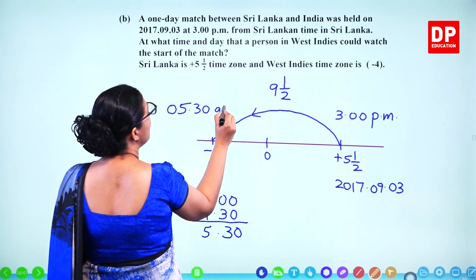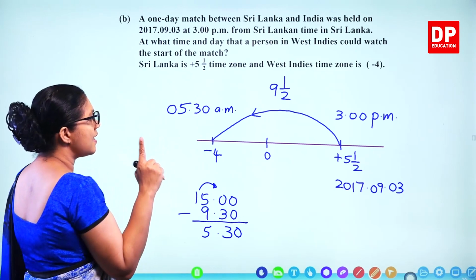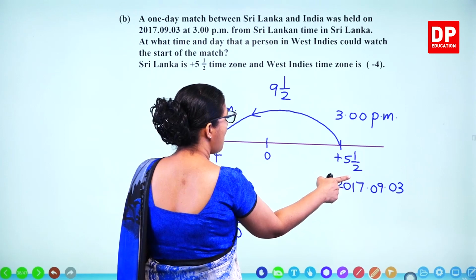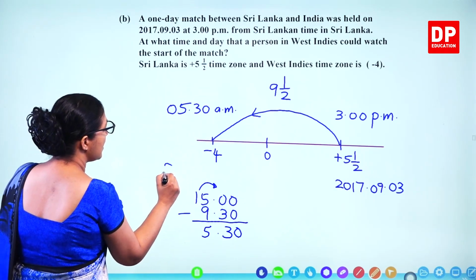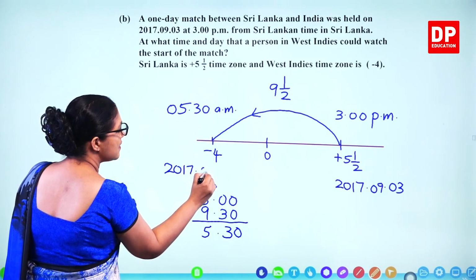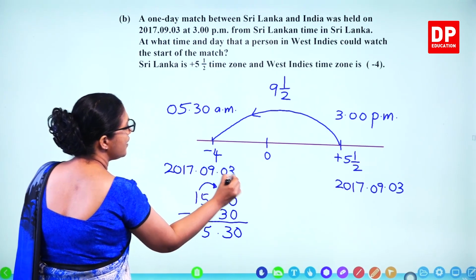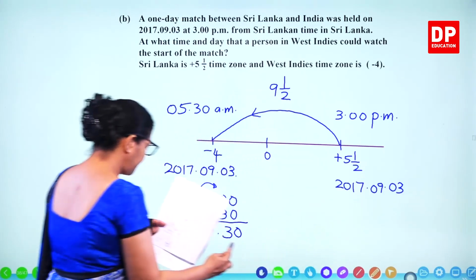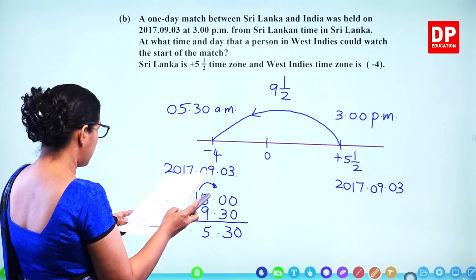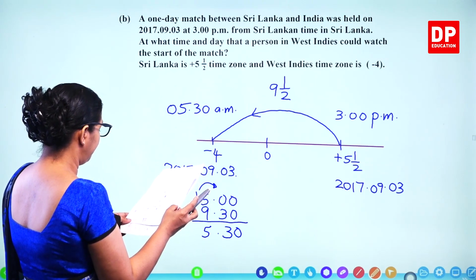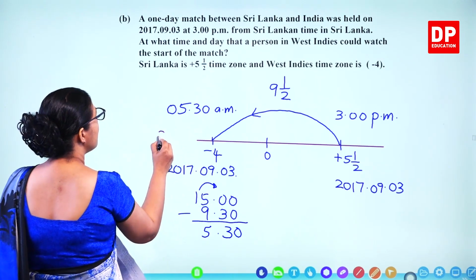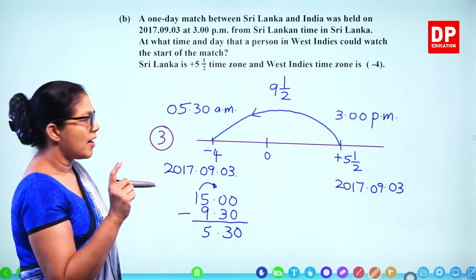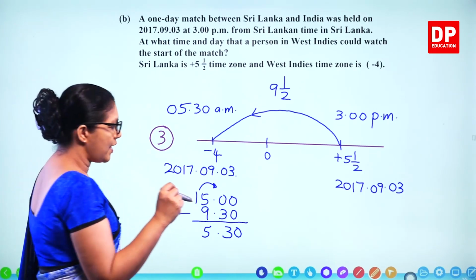05:30 AM. What's the day? Same day. Early morning, 5:30 AM. So the same day, 2017, 09/03. So how many marks for that? You are getting 3 marks for that. Finding the time and the date, that's 3 marks. So 8 plus 3, 11 marks for that.